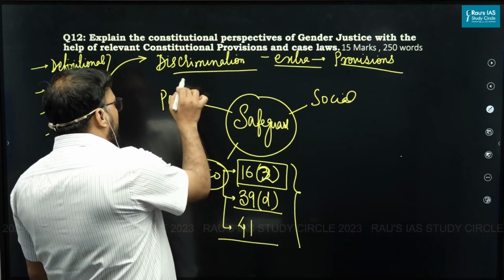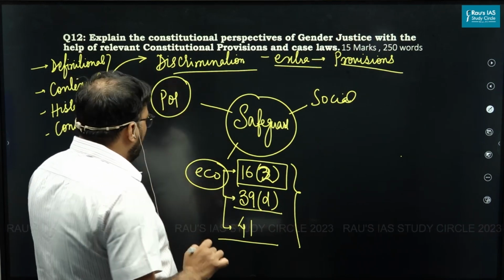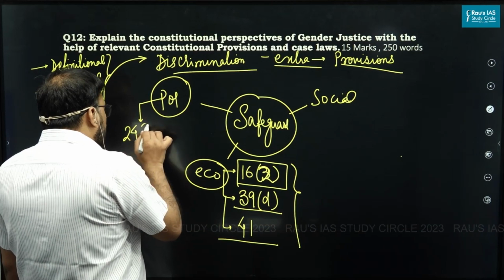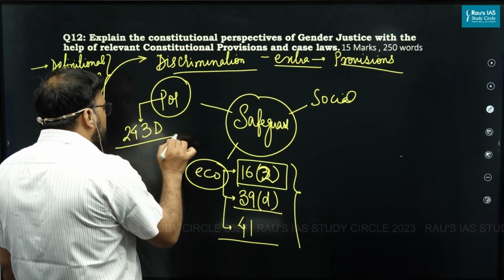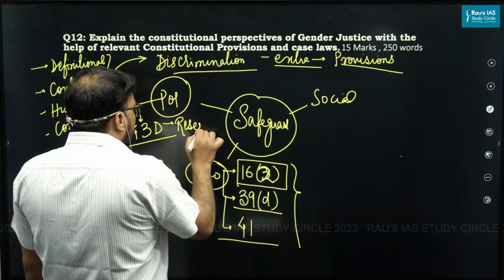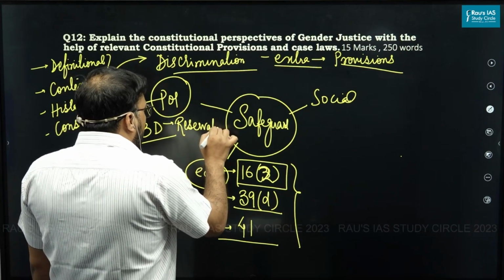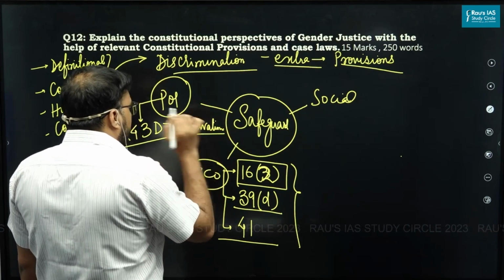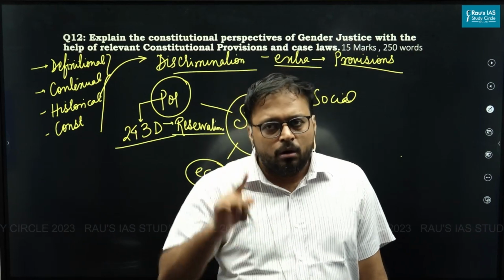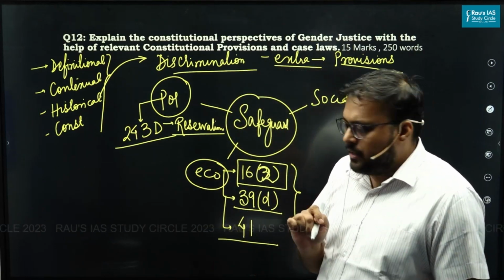Now coming to the political safeguards. Under the head of political safeguards, we can mention article 243D that talks about reservation, that is one third reservation for women at all the levels of panchayat and also at the level of chairperson at all the three tiers of the panchayat.